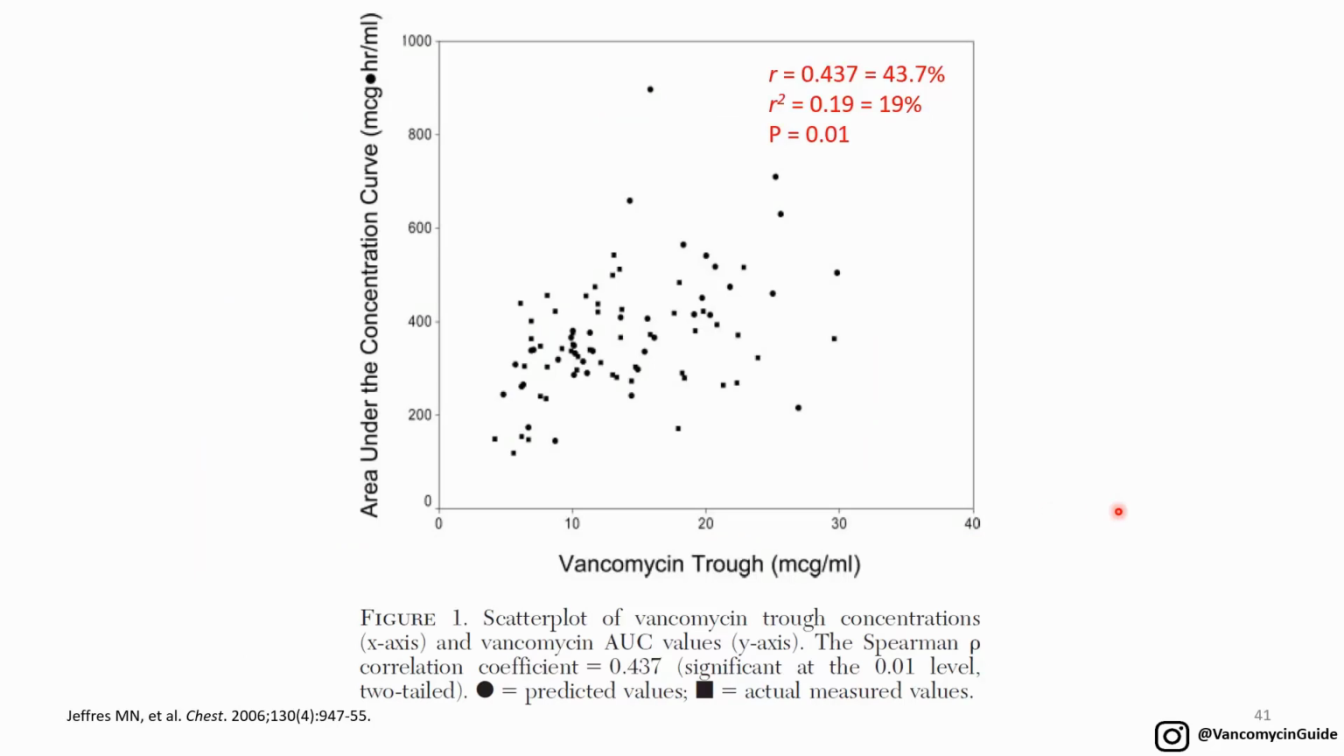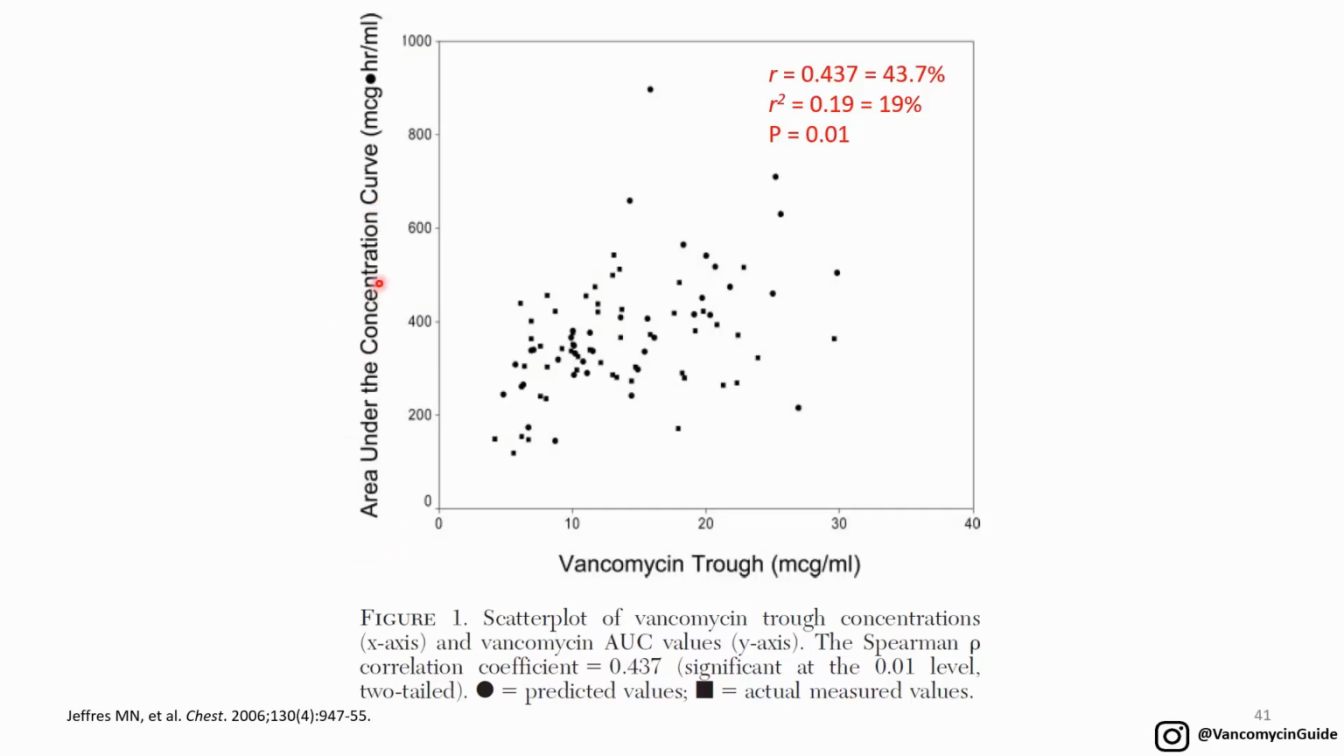Now let's see the correlation between trough and AUC. These guidelines from 2009 and 2011 said that you can use trough as a surrogate for AUC, because we know AUC is the PK/PD target for efficacy.